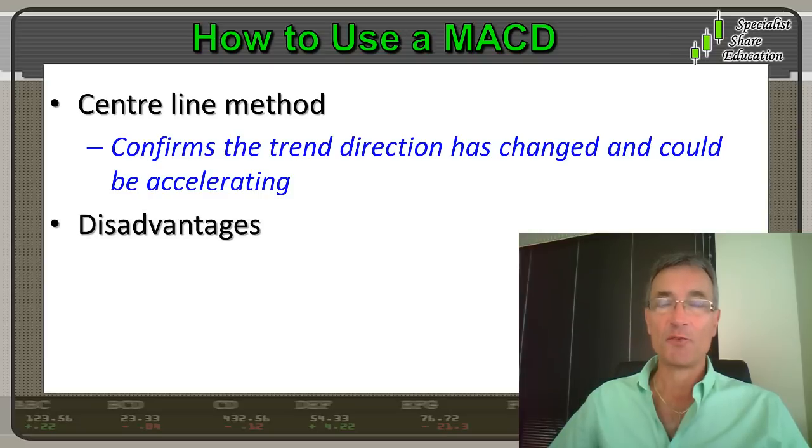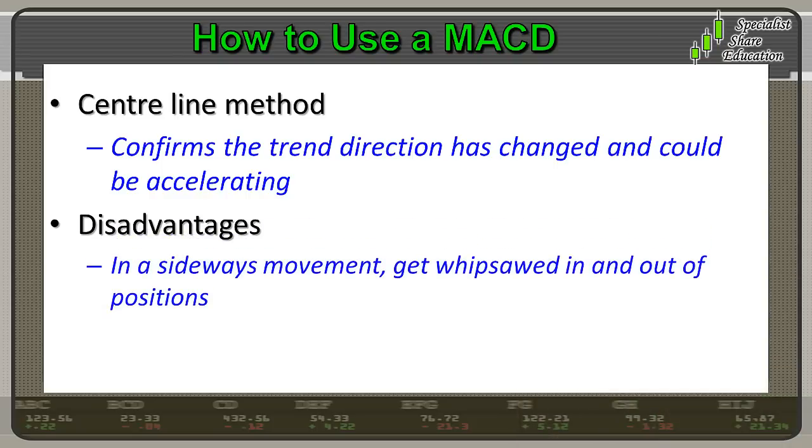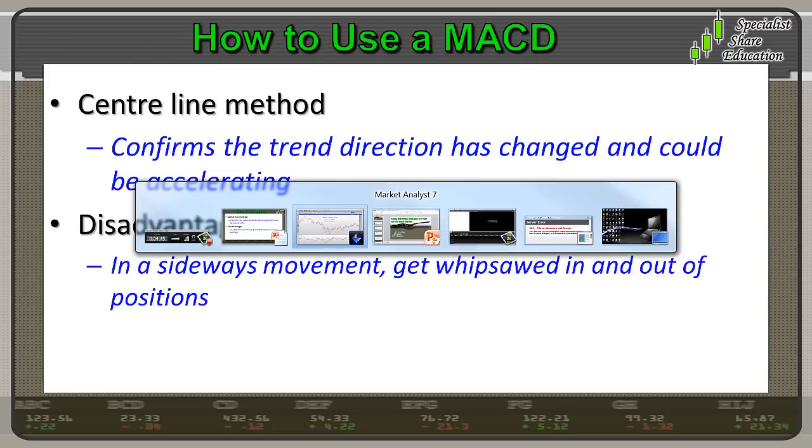Now the disadvantages of using these two particular approaches are that in a sideways market, or a sideways movement for a particular stock, you can get whipsawed in and out of the market, which can be extremely frustrating. We'll have a look at that, again, on the BHP chart.